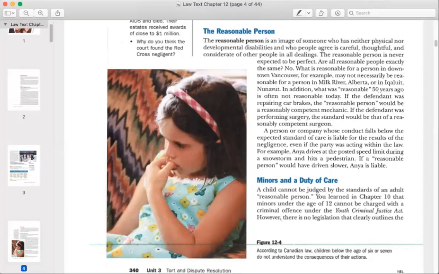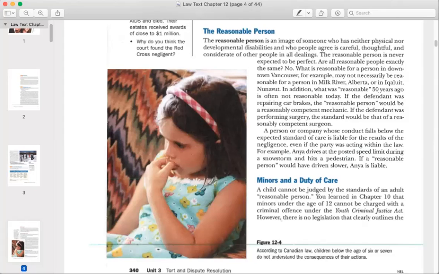For example, Anya drives at the posted speed limit during a snowstorm and hits a pedestrian. What would be the reasonable thing to do if it is snowing, based on your young driver's training? What do they tell you to do? Do you drive according to the speed limit? Oh, you drive a little slower. You drive according to the conditions, right? You drive according to the conditions of the road, conditions of the weather, conditions of other traffic.